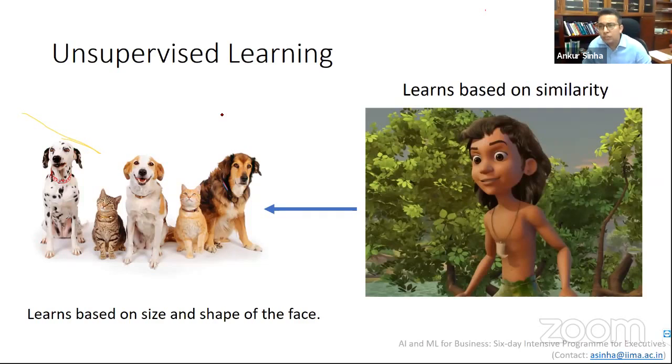The answer is yes. Even Mowgli, without any instruction, will be able to learn that the big ones belong to one category and the small ones belong to the other category. He might not call it a dog, he might not call it a cat, but he would be able to differentiate between the two. And he will say that, okay, this is one category of species, and this one is another category of species. So the question that arises is, how is Mowgli learning? Mowgli is learning based on the similarity in the objects.